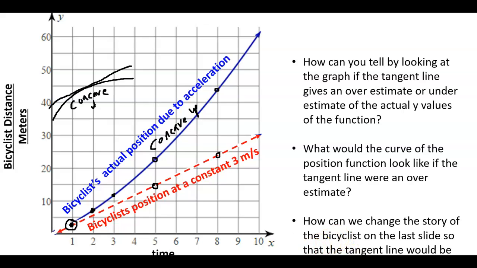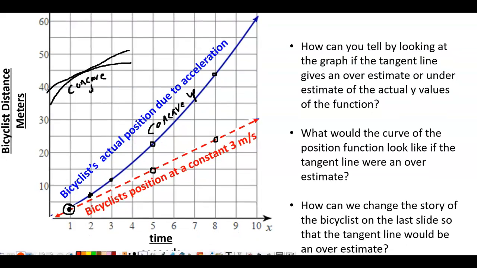Now let's think back to that bicyclist story really quick. How can we change the story of our bicyclist on the last slide so the tangent line would be an overestimate instead of an underestimate? Well, remember, the reason why it was an underestimate was because she was actually going faster and faster. So if I wanted my tangent line to give me an overestimate, then what we would want for her to be doing is to be going slower and slower.